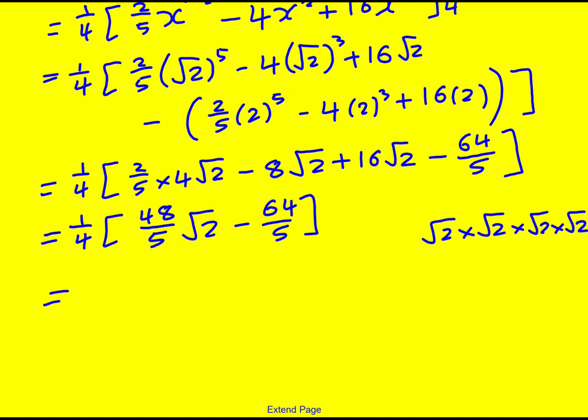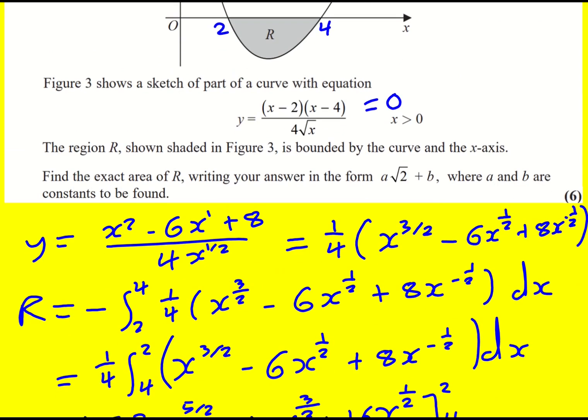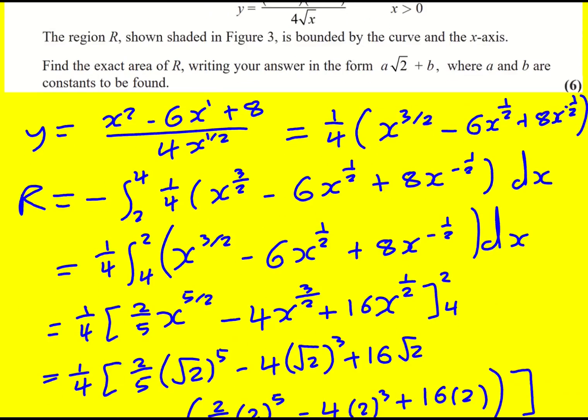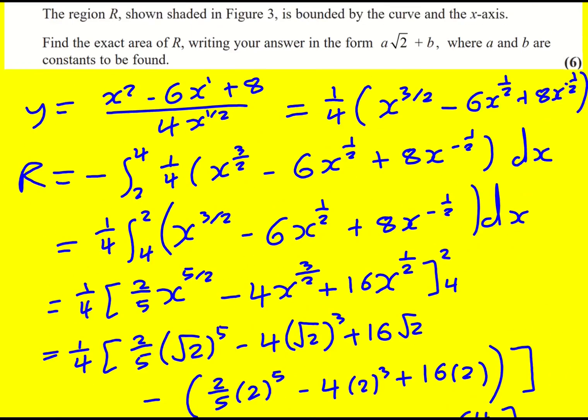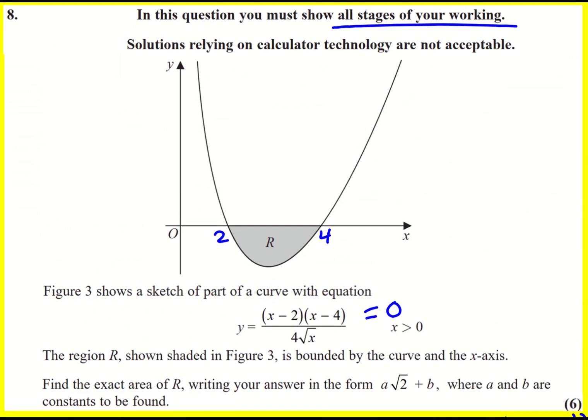Divide each term by 4, I get 12 over 5 root 2 minus 16 over 5, which is, as was asked for, leave it in the form a root 2 plus b, where a and b are constants to be found. I have that. There is our solution. All right, it's very easy to make mistakes, I think. A bit tricky, but there we go.